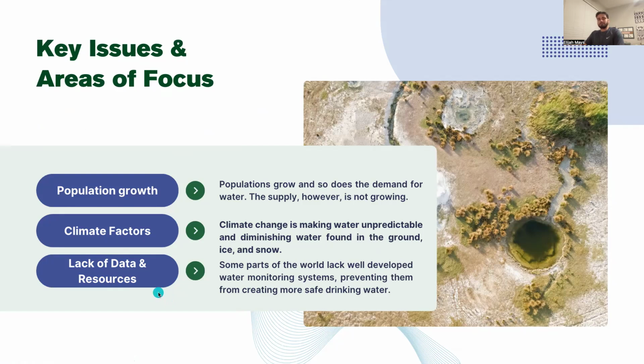And of course, some people have a lack of data and resources. That's just natural with third world countries. Some parts of the world lack well-developed water monitoring systems, so they might not even know that the water they're drinking is not good. So that's a big problem, obviously, that needs to be changed.